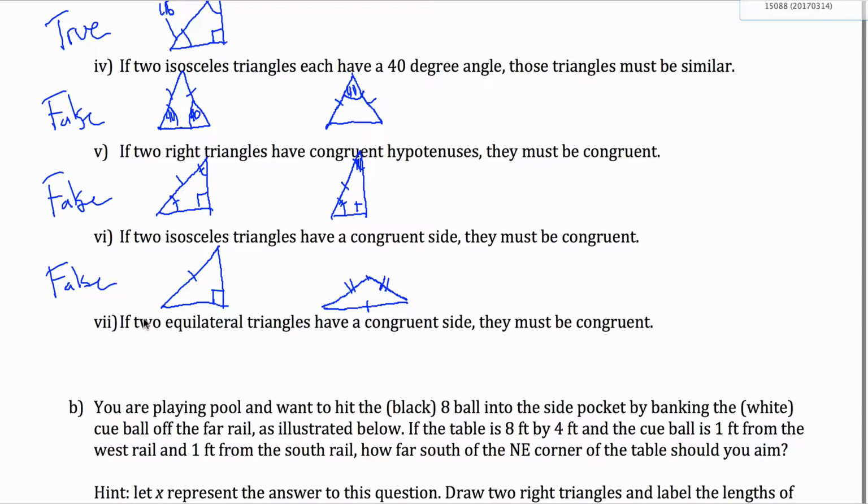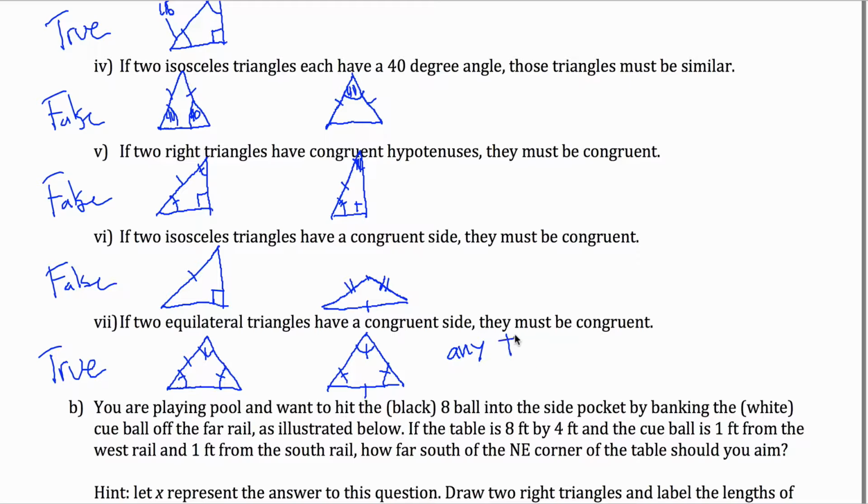For 7, I guess, if I'm using Roman numerals for whatever reason: if two equilateral triangles have a congruent side, then they must be congruent. That's a true statement. And you can use a lot of different theorems to prove that, but if you have equilateral triangles then all of their angles are the same. And if I have a congruent side, if any one of those sides is the same as any one of these sides, so maybe I pick this one and this one, well, because these are equilateral, all three of these sides are the same, and all three of these sides are the same.